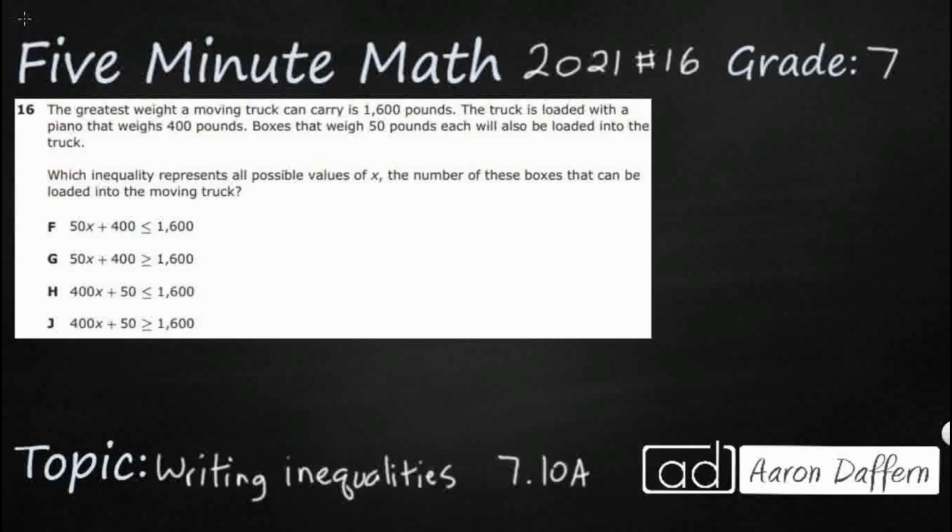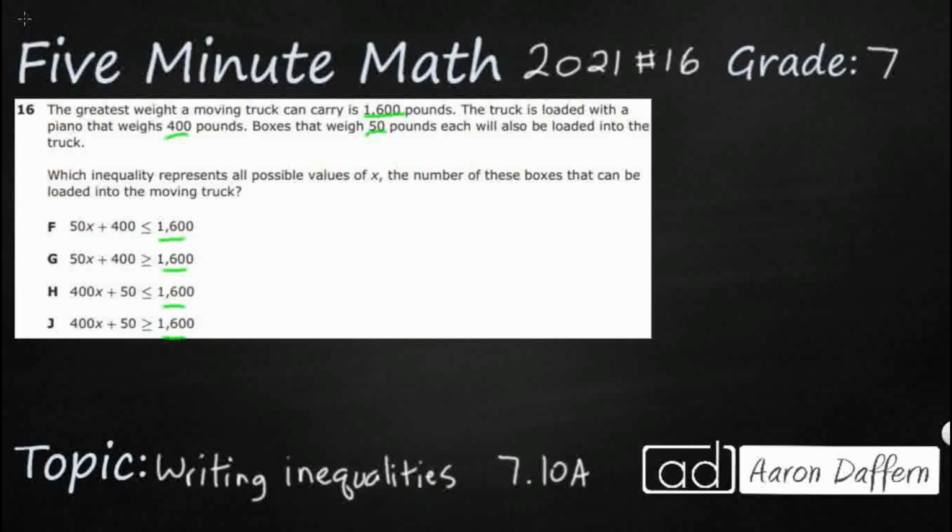So we have the greatest weight a moving truck can carry is 1,600. And we see our 1,600 showing up over here on the right side of all these inequalities. The truck is loaded with a piano that weighs 400 pounds. Boxes that weigh 50 pounds each will also be loaded into the truck. So which inequality represents all the possible values of x, the number of these boxes that can be loaded into the moving truck? So this is kind of asked in an interesting way here.